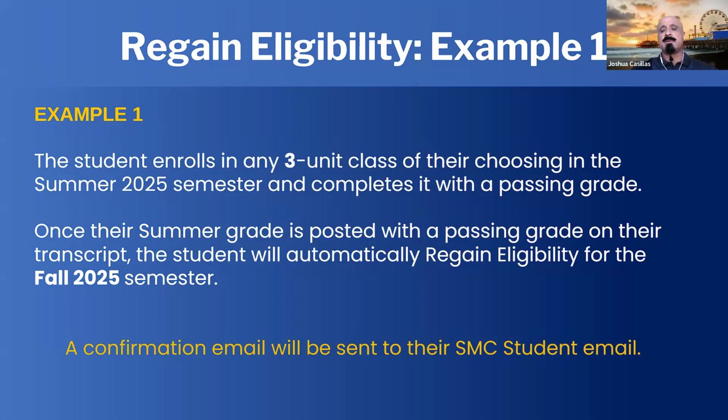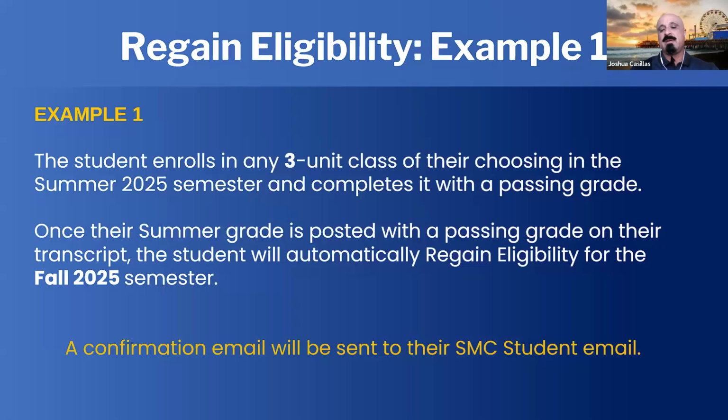Once their summer grade is posted with a passing grade on their transcript, the student would automatically regain eligibility for the fall 2025 semester. The system automatically processes that for the student. You just have to do your part, right? You just have to make up the units in the short-term summer 2025 semester. Once again, you will have to pay out of pocket for your summer 2025 classes.